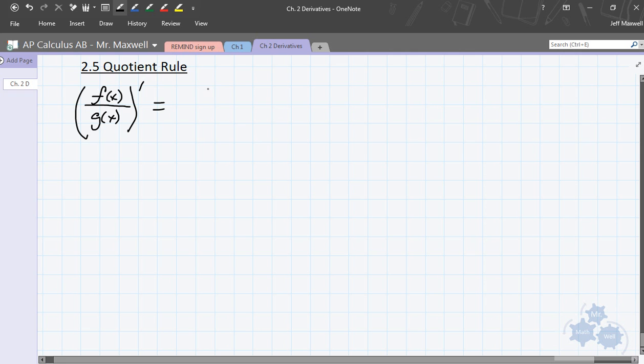So derivative of the top, always start with f prime. Always start with the derivative. So for product rule, it was derivative of the first. Always start with the derivative if you're taking the derivative. That's just how I do it.